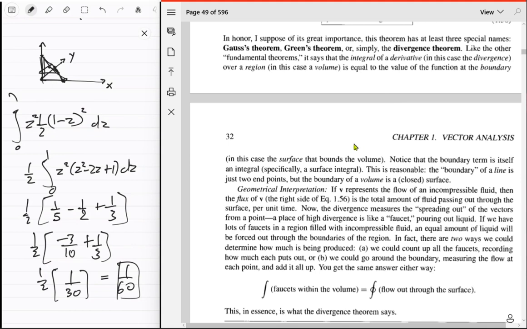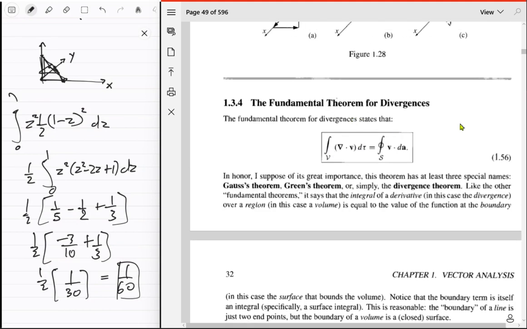Another theorem: the divergence theorem. Oh yeah, this thing is called the divergence theorem. In fact, it has at least three special names: Gauss's theorem, Green's theorem. Isn't the curl theorem the Green's theorem? I don't know. Anyway, the divergence theorem is what we call it. Like the other fundamental theorem, it says the integral of a derivative is equal to the value of the function at the boundary.